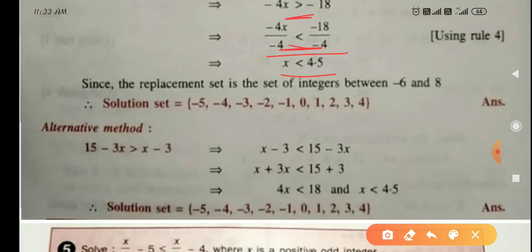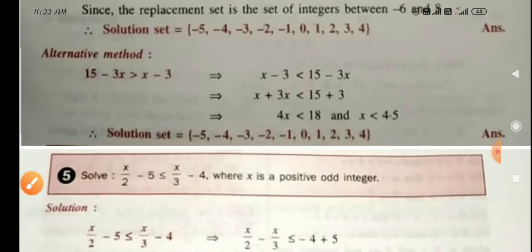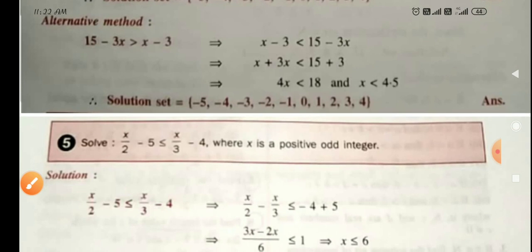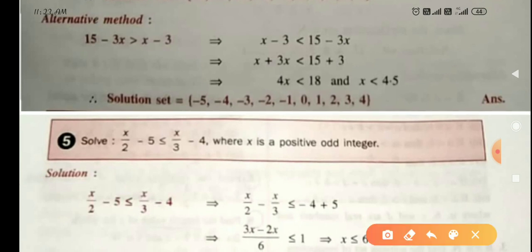Now you have to take the values which are less than 4.5 in the replacement set. So in the replacement set, less than 4.5, 4 will be there, 3, 2, 1, 0, minus 1, minus 2, minus 3, minus 4, minus 5. These are the values. So this is the solution set. One more alternative method is given. So you understand this method also. It will be helpful to you to solve the questions.